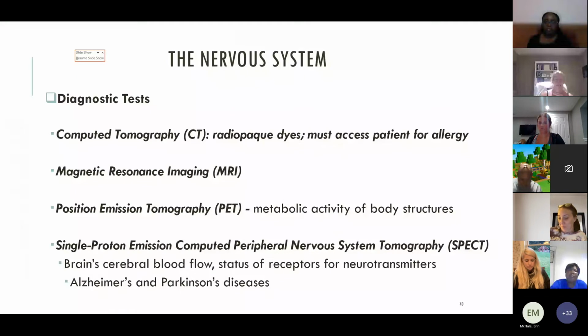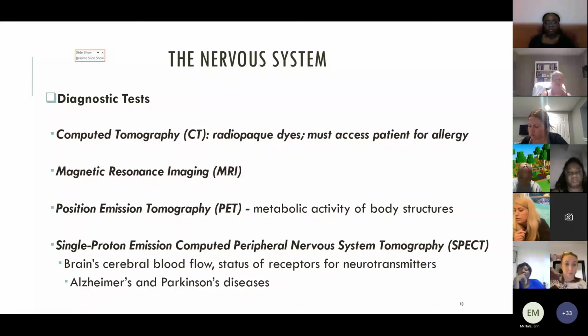So what kind of diagnostic tests can we do? A CT, or we can do an MRI depending on what's going on. We can also do a PET scan, which is a little bit more involved and takes a lot longer, but it can look at different metabolic activity. And then we can do what's called a single photon emission computed tomography. This is a much more detailed test. I don't think we've ever talked about this test.